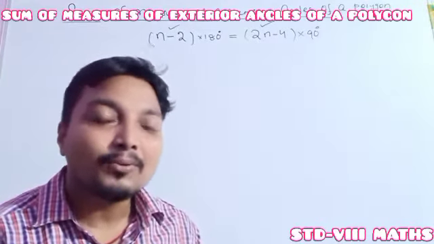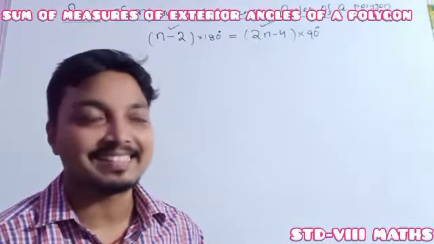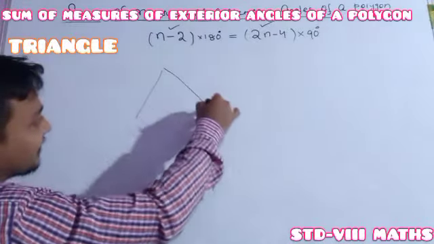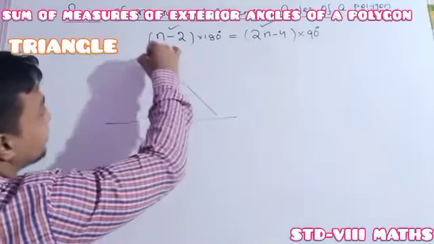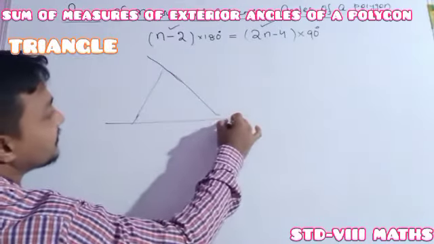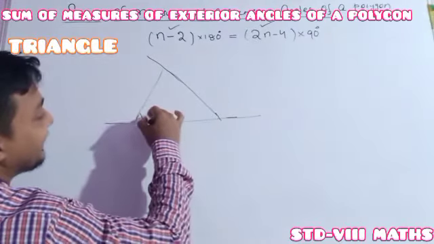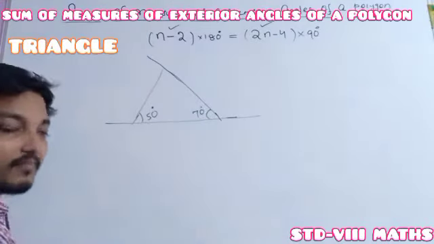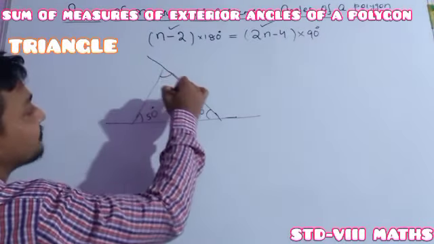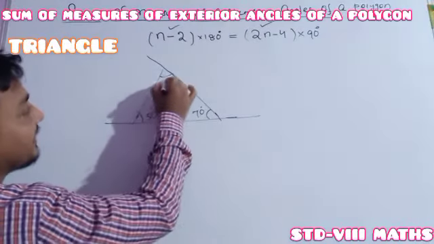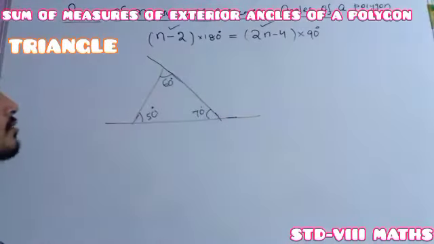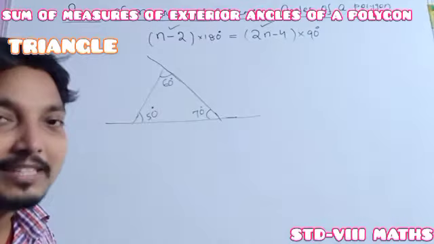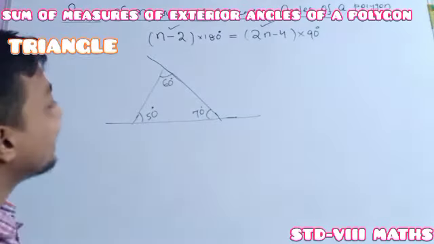First I want to start the discussion with a triangle example. Suppose this is a triangle. Suppose this angle is 50 degrees, this angle is 70 degrees, and this one is 60 degrees. For this triangle, I want to check how much the sum of the exterior angles is.